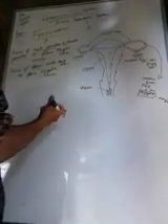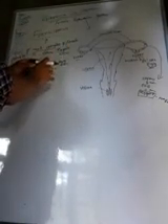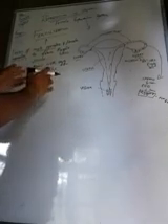Now, the process of this fertilization, or we can say the joining or combining of the male gametes with the female gametes, forms a zygote. How does the process work? How does it occur?